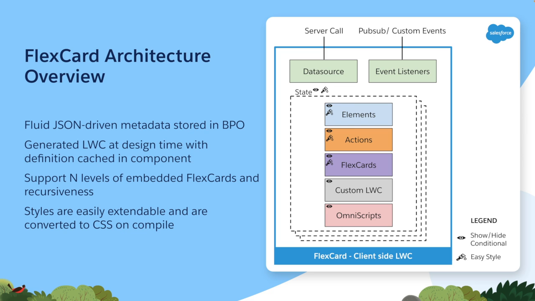A quick recap of the FlexCard architecture from our previous session. It's a fluid JSON-driven metadata architecture that is stored in one of our business process objects. We generate Lightning Web Components at design time with the definition cached in the component. We do support n levels of embedded FlexCards and recursiveness, meaning we don't have a limit on how many cards you can embed into each other, and we could also support running the same card recursively into itself, as long as we can provide the proper structure for those cards.